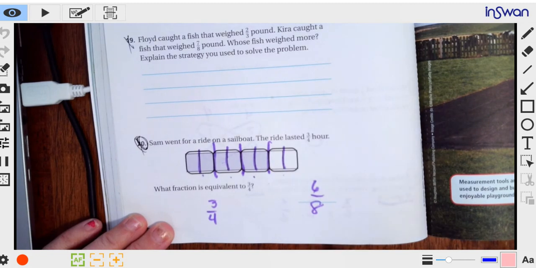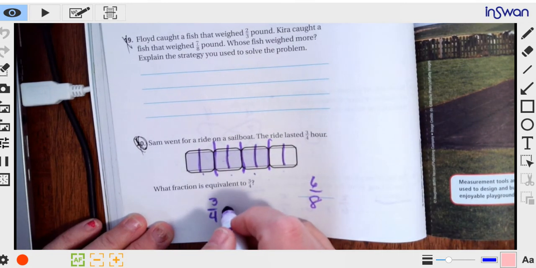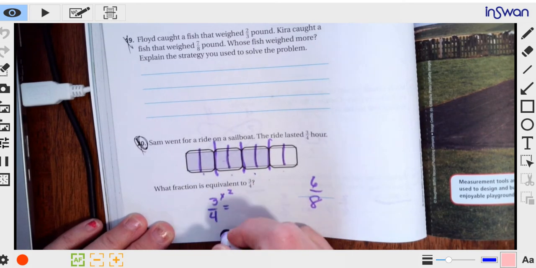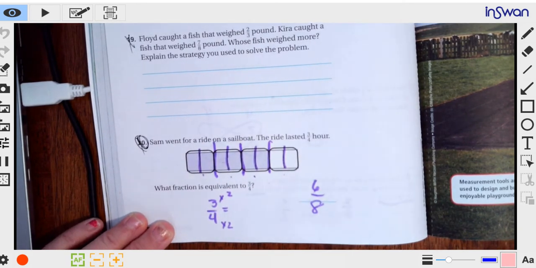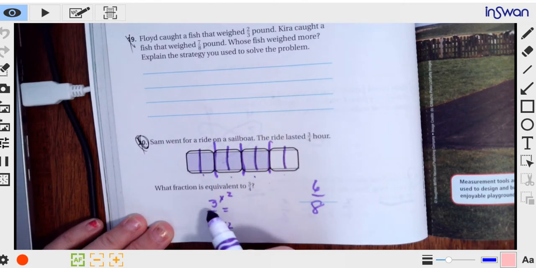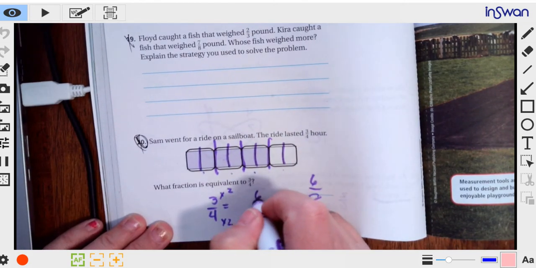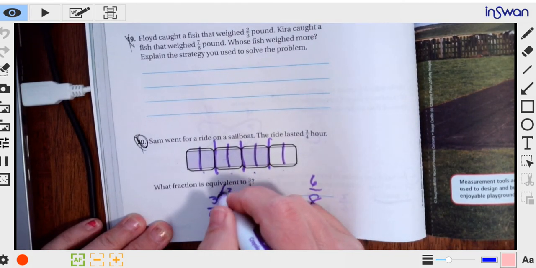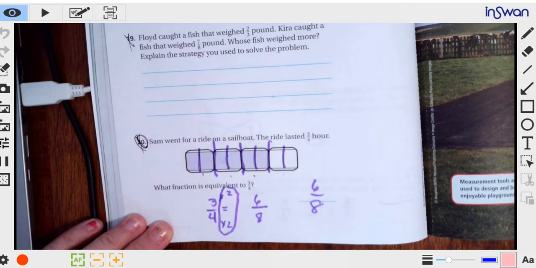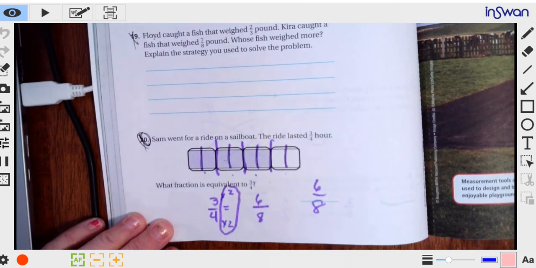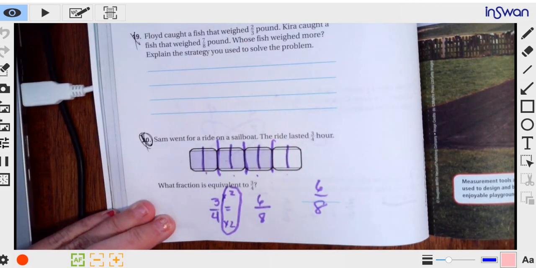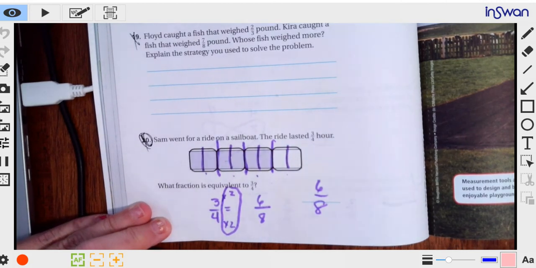8 parts, 6/8. Now another way we could have done that is you could have multiplied both of those by 2, right? So 3 times 2 equals 6. 4 times 2 is 8. Because whatever you do to the numerator, you have to do to the denominator, okay, to get an equivalent fraction. Either way will work.